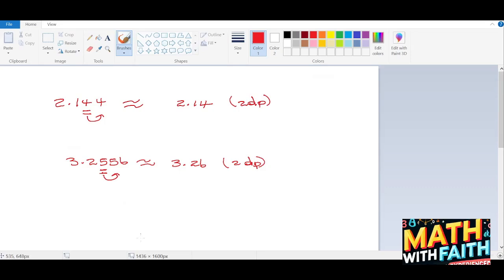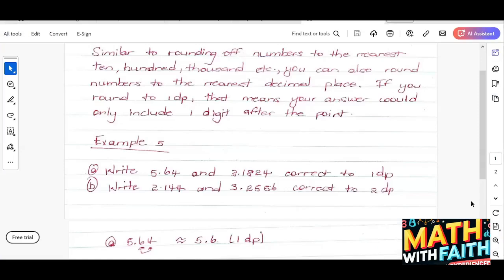So that's how we approximate or round off to the nearest decimal place, or dps as we call them.